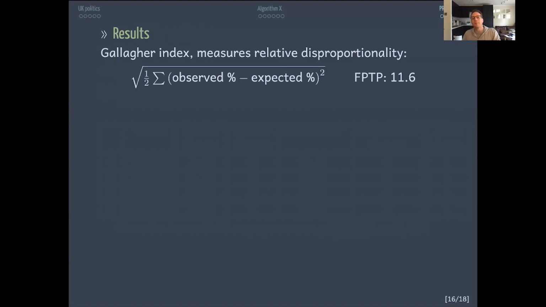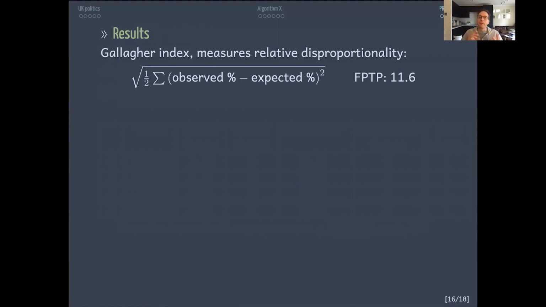Now, generally, they say that anything over 10 gives us a disproportionate result. And for the last UK general election, that result was 11.6. So if I have a result less than 11.6, then I have a more proportional result.